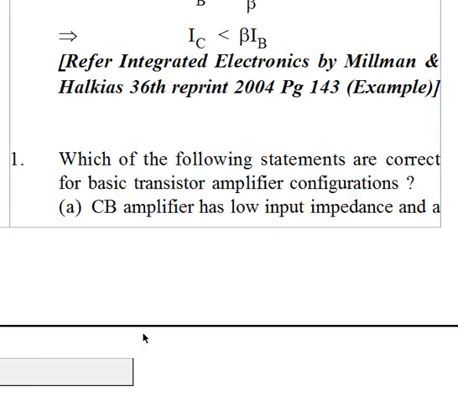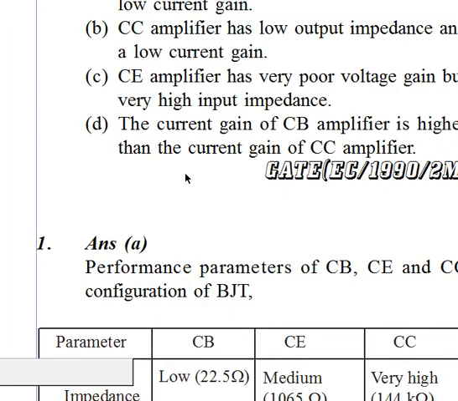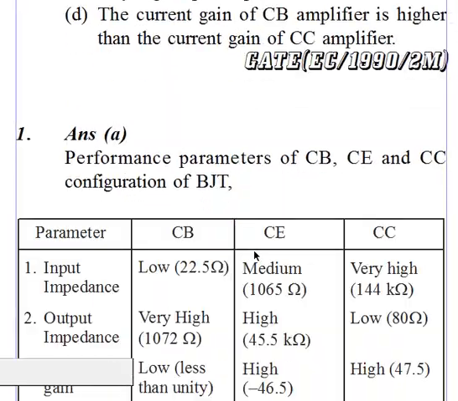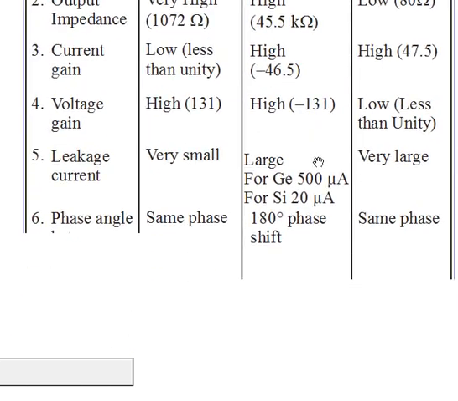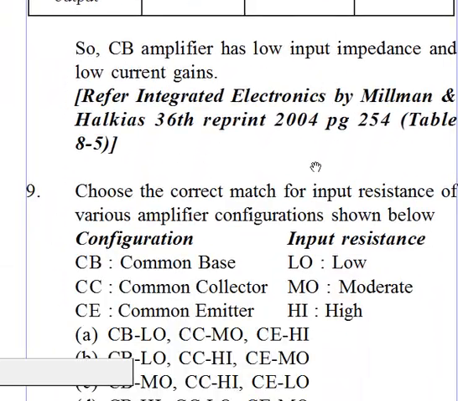What was option A? Common base configuration has low input impedance and low current gain. So let us see the common base configuration. Input impedance is low, current gain is low. So this table will give you all the answers from the configurations.